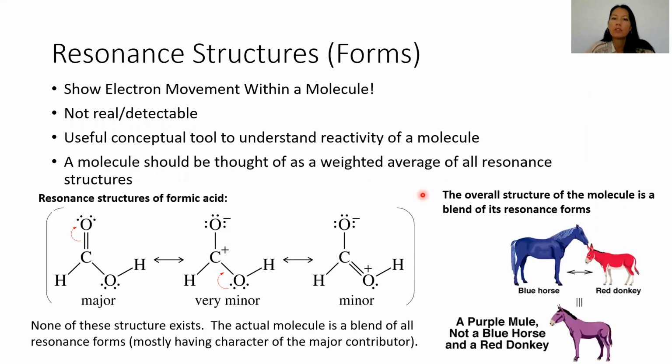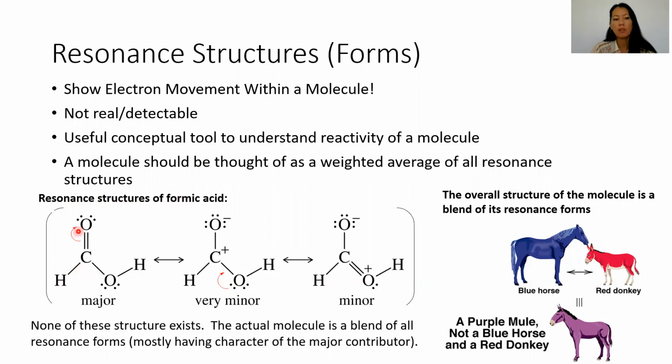So first of all, resonance structures are not real structures. These are imaginary constructs. They're basically used to show electron movement within a molecule. They're a tool to understand the reactivity of the molecule, just like you saw in the previous video. Molecules and their resonance structures, also called forms, should be thought of as a weighted average of all of those structures. So if I look at formic acid here, I can draw several structures, and they may not be the best looking structures, but I can draw several structures that can show the bonding.